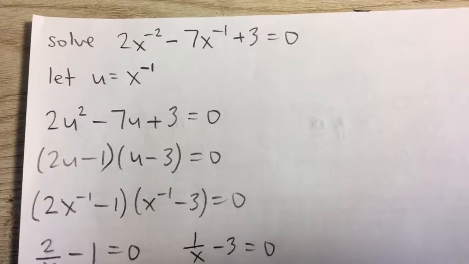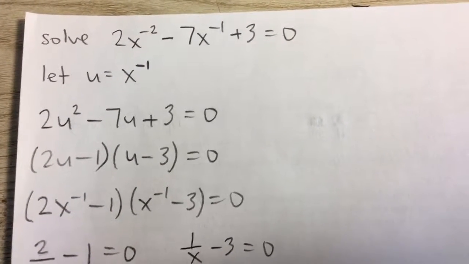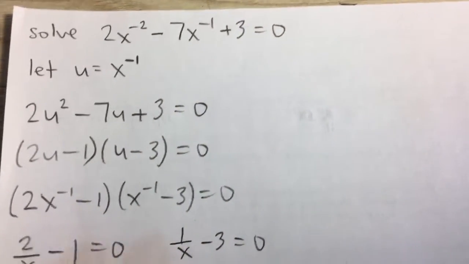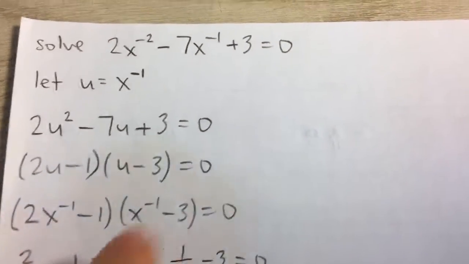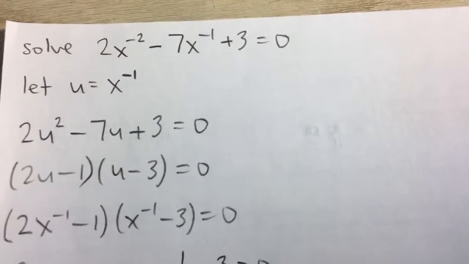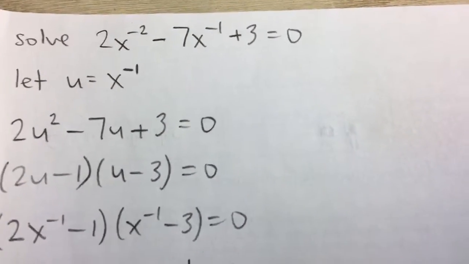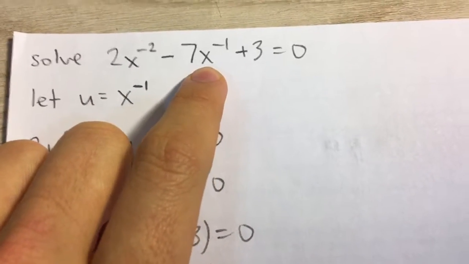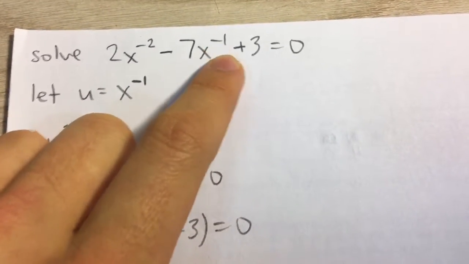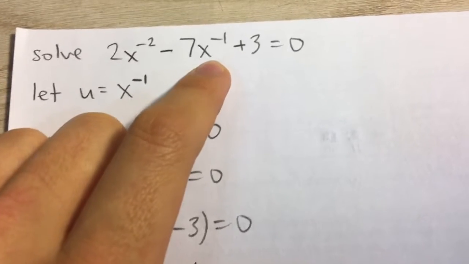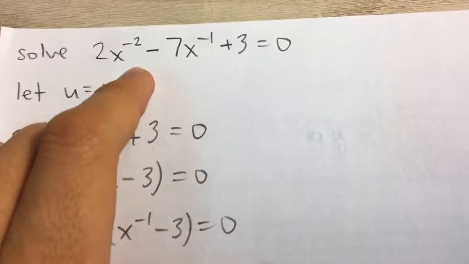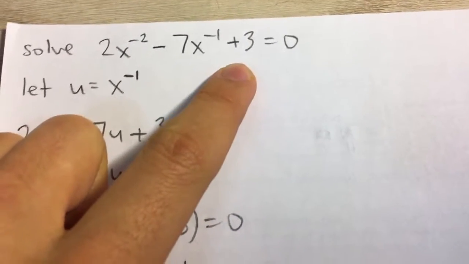Solve 2x to the negative 2 minus 7x to the negative 1 plus 3 equals 0. Now at first this looks kind of like a confusing equation. We have negative exponents and a weird looking equation, but what we can actually do is recognize that this variable in the middle, which has the x to the negative 1 power, if we squared this, we would get x to the negative 2 power. And so that tells us we have an equation in quadratic form.